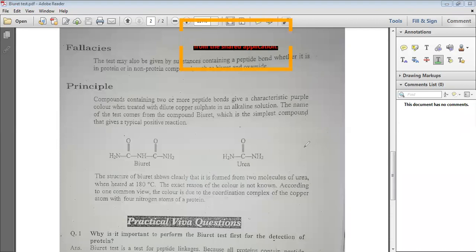This is a carbon and this is the carbonyl functional group. This is another carbon. It is having an alkyl group here, or R group, which is variable. This is the hydrogen, and this is the amine group. This is the general structure of an amino acid.